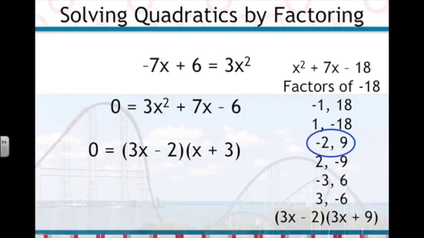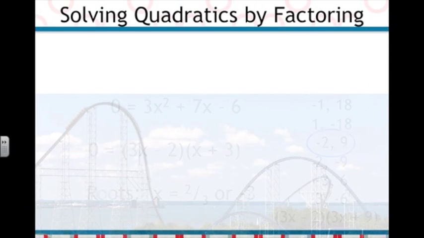We can finish solving the equation now by using the zero product property. Remember the pattern for finding roots. X equals the opposite of the constant over the coefficient. Using this, we can see that the roots are x equals positive 2 over 3, or negative 3 over 1, which is just negative 3.